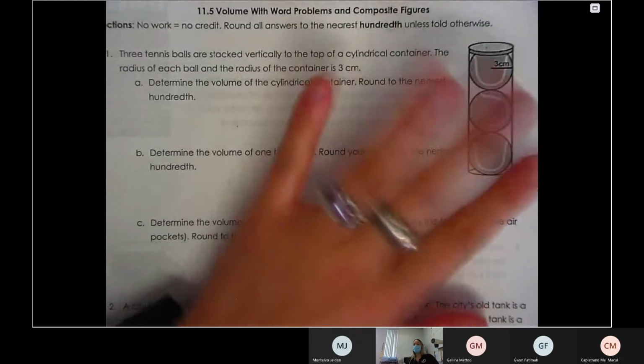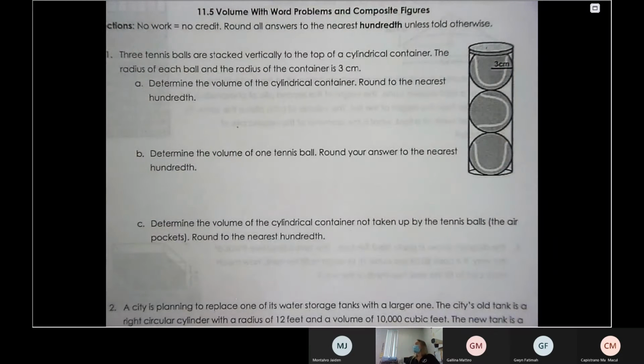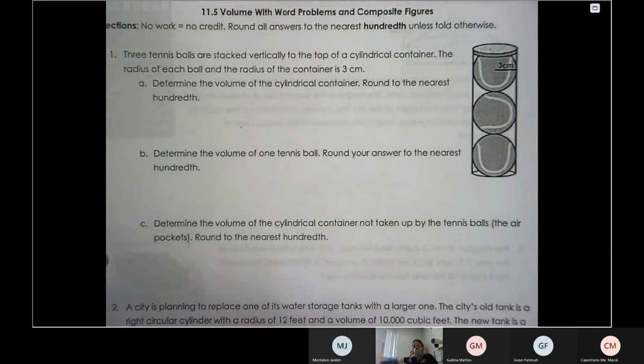Before we even look at number one, you've got a picture right there with number one. What do you notice about the picture? The radius of the tennis ball is 3. It's a cylinder with 3 spheres in it, so you should already be thinking about what's the formula for a cylinder, what's the formula for a sphere. Good. All right.